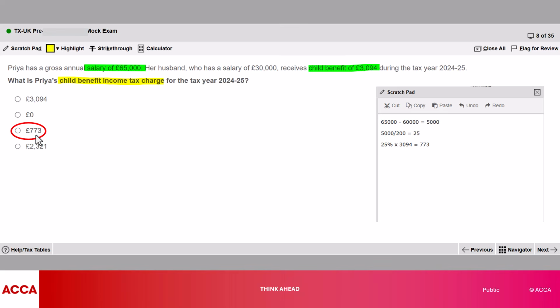773. The final answer was actually calculated by deducting the 773 from the child benefit, which is a fairly logical mistake, but the correct answer, 773.